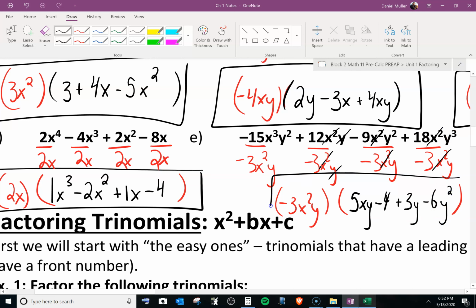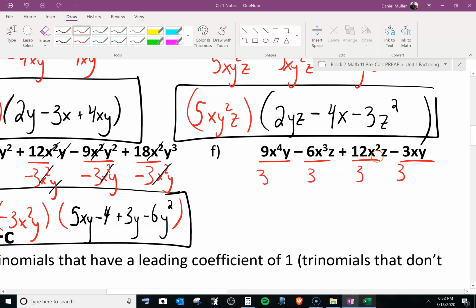So take out a 3 out of all of these. x to the 4th, x cubed, x squared, and x. So x is the smallest. Y, no y. Okay, well, no y and y. So there's no y's that are common. No z, z, z, no z. So there's no y's and there's no z's in common. So only a 3x can come out.